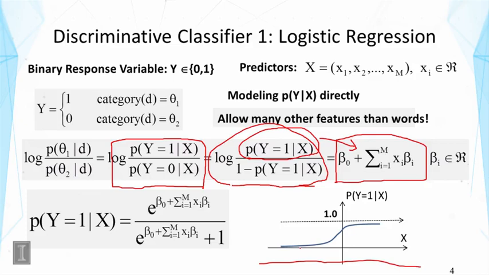You can see, and that's precisely what we want, since we have a probability here, and the functional form looks like this, right? So this is the basic idea of logistic regression, and it's a very useful classifier that can be used to do a lot of classification tasks, including text categorization.